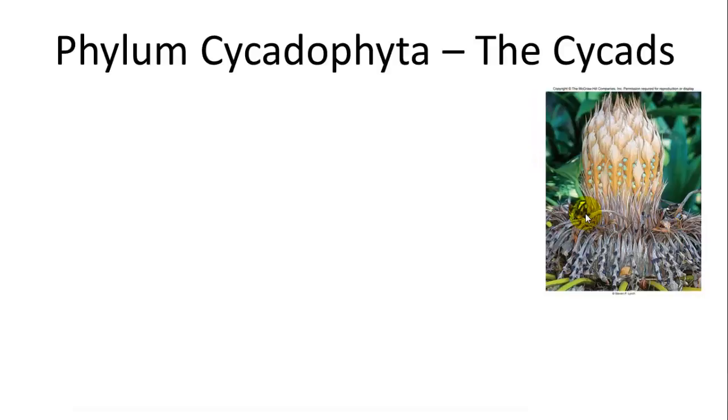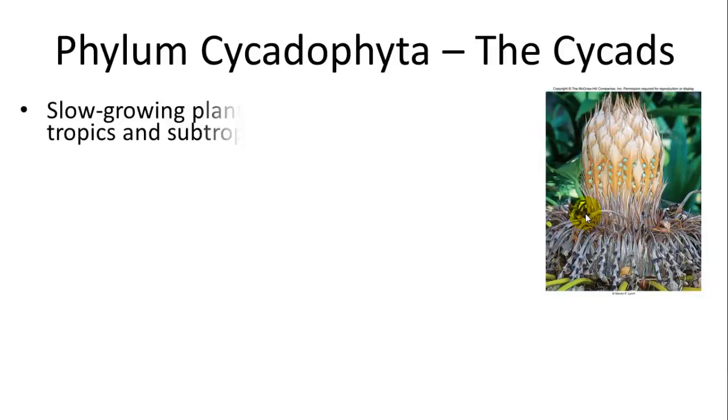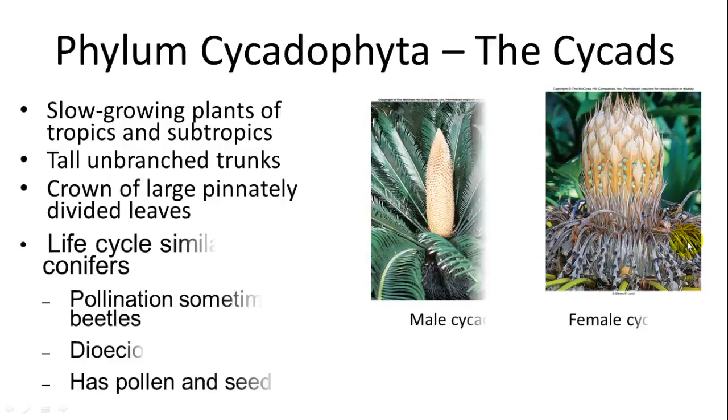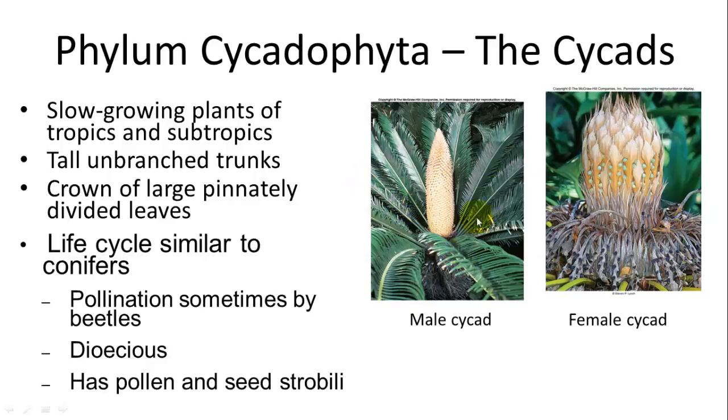All right, Cycadophyta is the next one, the cycads. They are slow-growing plants of the tropics and subtropics. They have tall, unbranched trunks, with a crown of largely pinnately divided leaves. So let's see this next picture. Here you go. They kind of look like ferns. Their life cycle is very similar to conifers. Their pollination is sometimes by beetles, which will go from one to the other. And they are dioecious. So here's a male one and a female one. This one's producing pollen. The beetle will come and climb on this, and will go and climb on that and fertilize it.